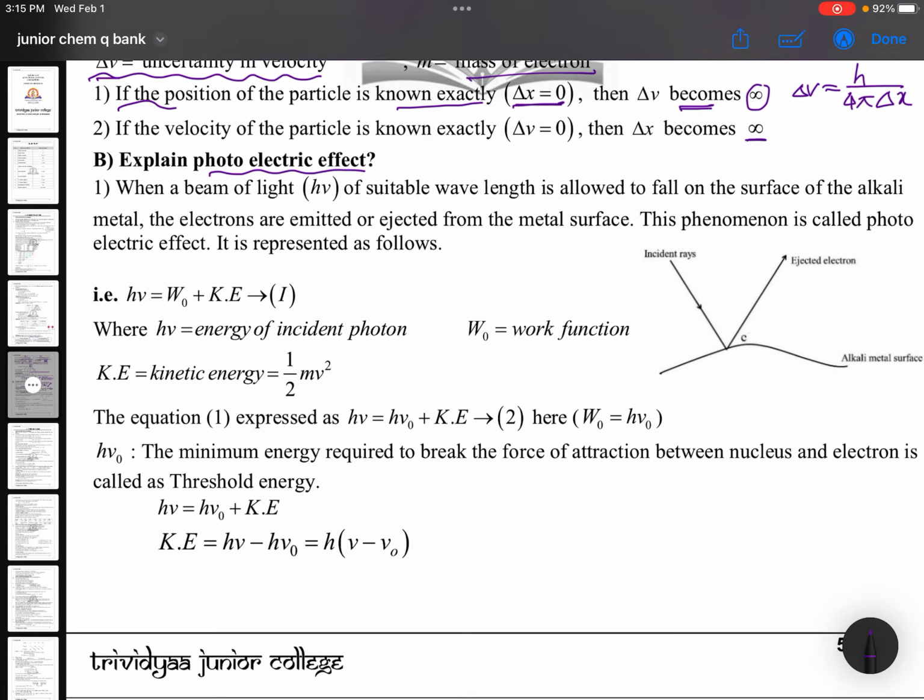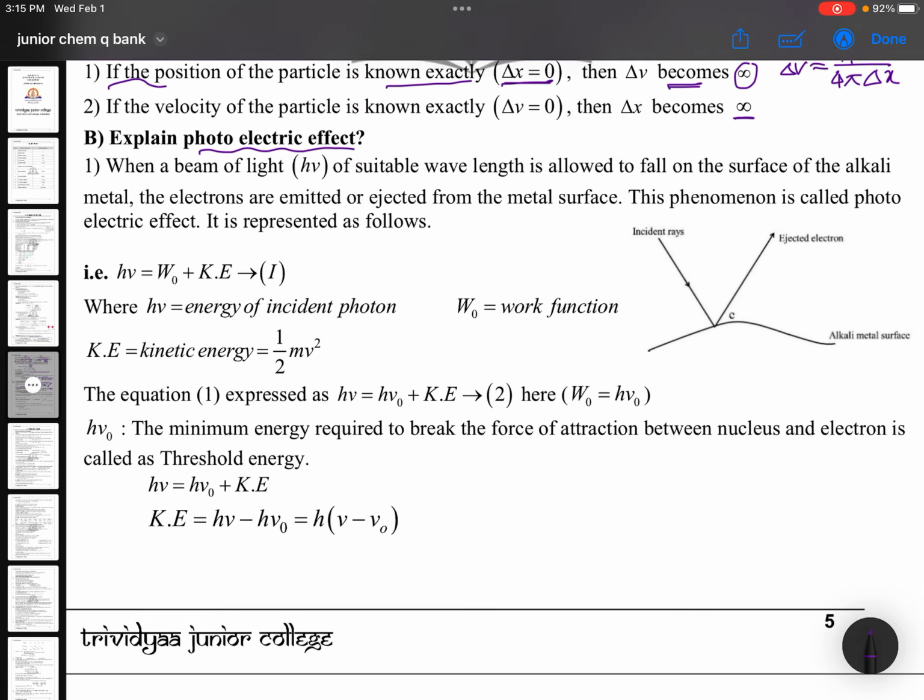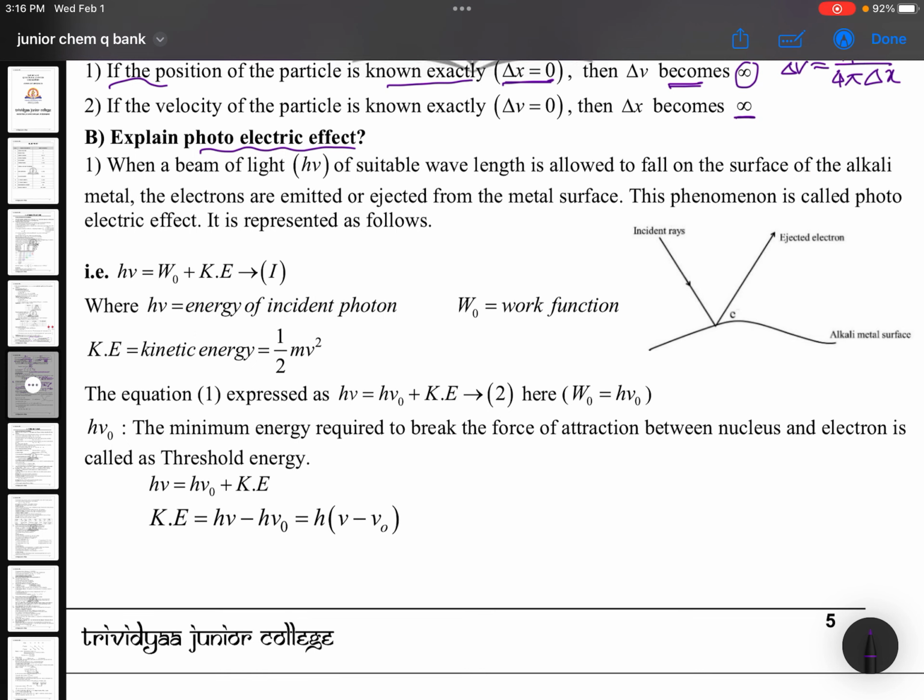Going to the next one, explain photoelectric effect. What will be the photoelectric effect? Very simple concept. There is a metal surface, and whichever electron is on top of it, you are removing this electron. You are going to remove this electron from the surface of the metal. For that purpose, you are giving some amount of energy. Ejection of electron from the metal surface using suitable frequency of light is called photoelectric effect.